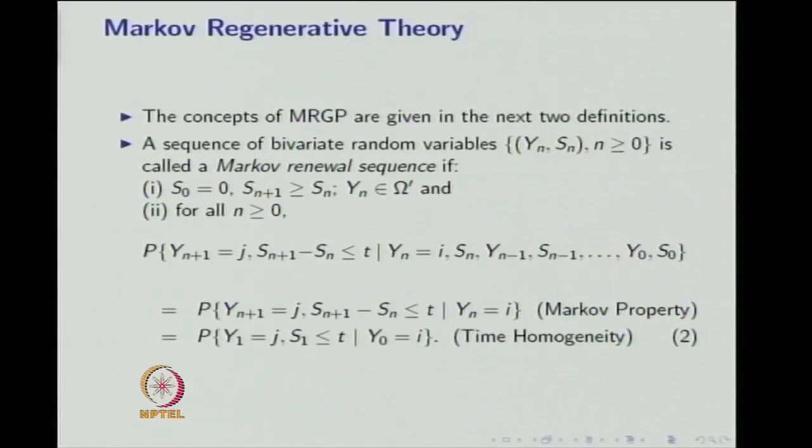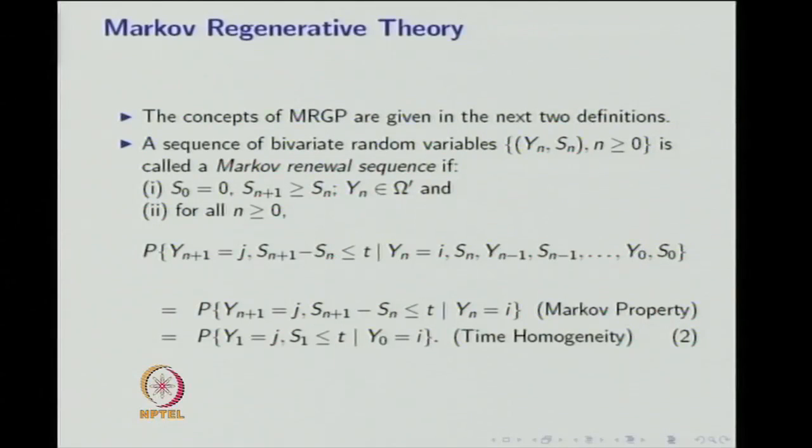The concept of MRGP is given in the next two definitions. The first definition: a sequence of bivariate random variables Yn, Sn is called a Markov renewal sequence or Markov renewal process. S0 is equal to 0. In this example also we made S0 equal to 0. Sn+1 is greater than or equal to Sn, and Yn belongs to omega dash, where omega is the state space and omega dash is a subset of omega, for all n greater than or equal to 0.